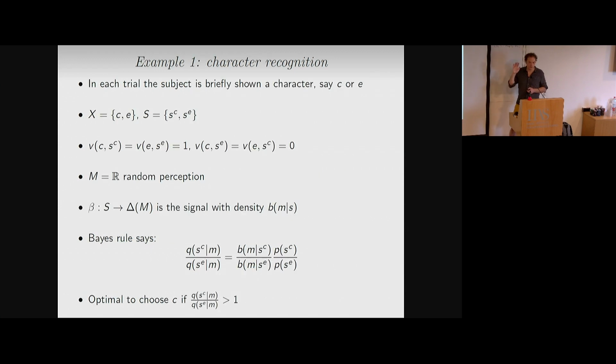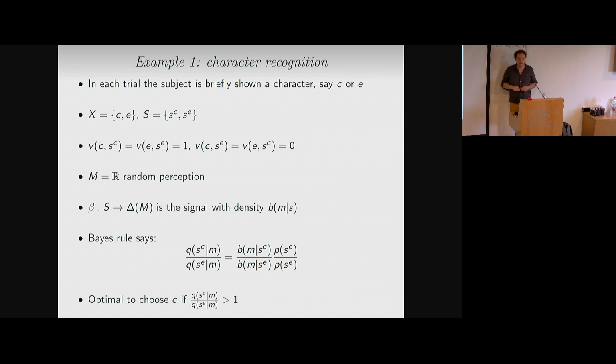So if this was a little bit abstract, let's have an example. It's a character recognition task. Suppose there are two characters, either C or E, that are flashed on the screen very shortly. So maybe you don't get to see the distinction between them. There's some noise maybe. And the subject has to correctly identify which character was presented.